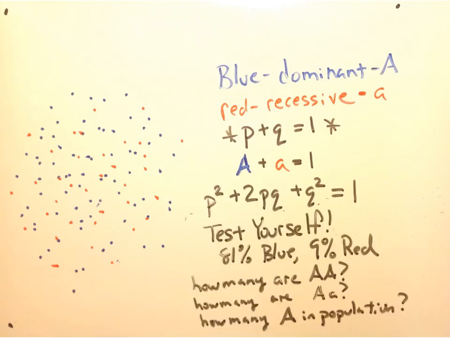You can test your understanding of these problems by giving yourself your own made-up problems. The easiest ones are ones where Q squared is a perfect square. So try this problem, where 81% of the population has the dominant phenotype and 9% of the population has a recessive phenotype. Go ahead and calculate how many Hardy-Weinberg would expect to be homozygous dominant, how many to be heterozygous, and how many dominant alleles or recessive alleles you would expect to see in this population.